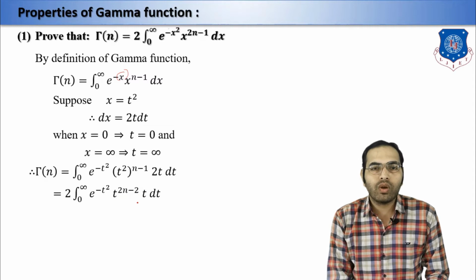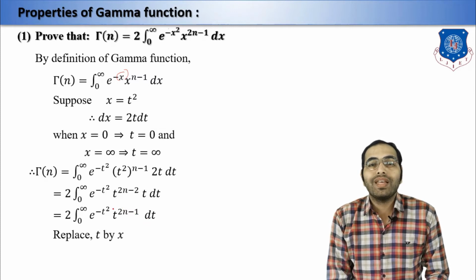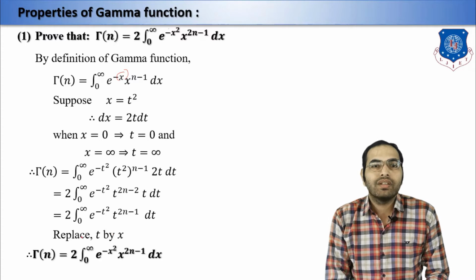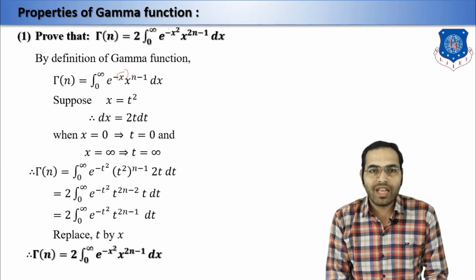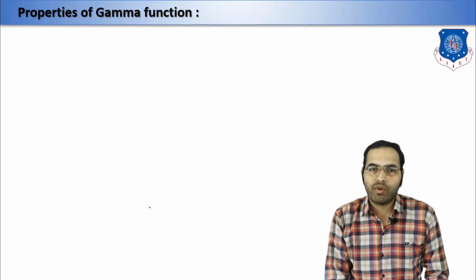Then according to the properties of multiplication, x square into x, that is x cube. For that, twice integral 0 to infinity e raised to minus t square, t raised to 2n minus 1 dt. Here replace t by x, that will give you gamma n equal to twice integral 0 to infinity e raised to minus x square, x raised to 2n minus 1 dx. Hence proved our first property.